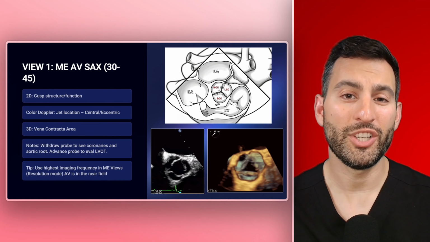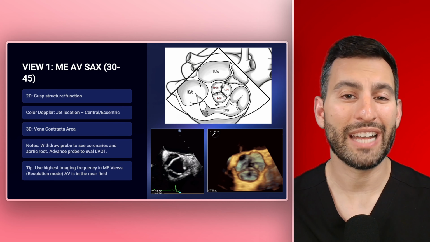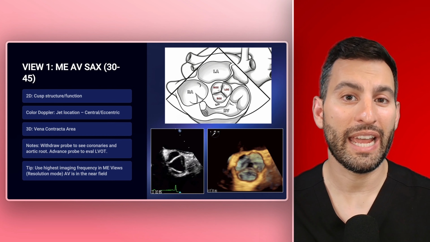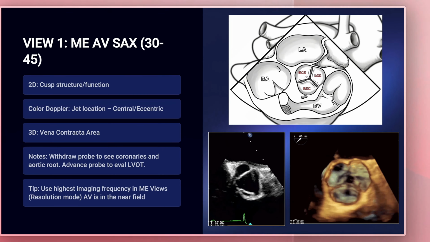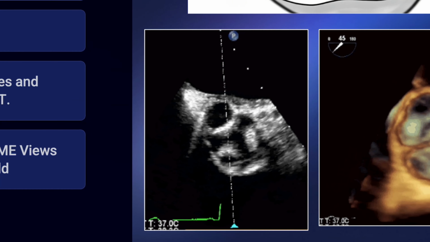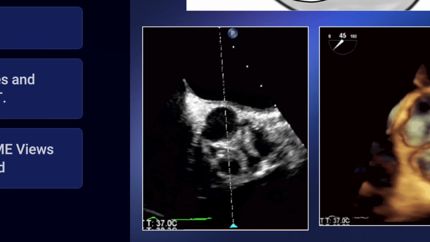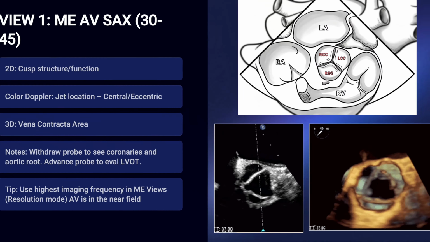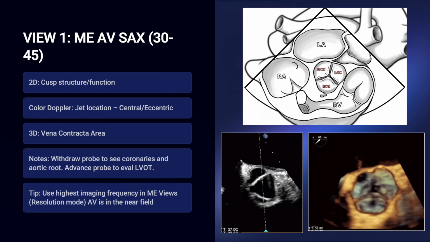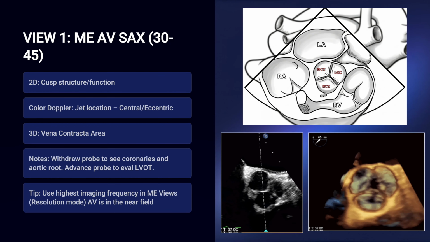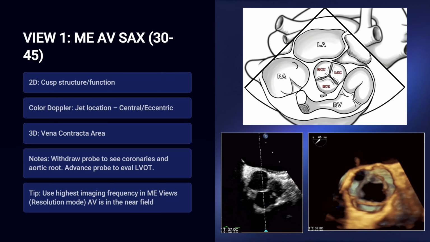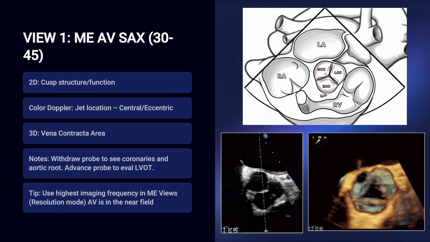The first view I mentioned is a mid-esophageal aortic valve short axis view, which you can find at an omniplane angle roughly between 30 and 45 degrees. From a 2-dimensional echocardiography standpoint, I look at the cusp structure and function in this view. Using color Doppler, I can determine the jet location, whether it's central or between commissures. This is also a great spot to do 3D echocardiography to calculate your vena contracta area.